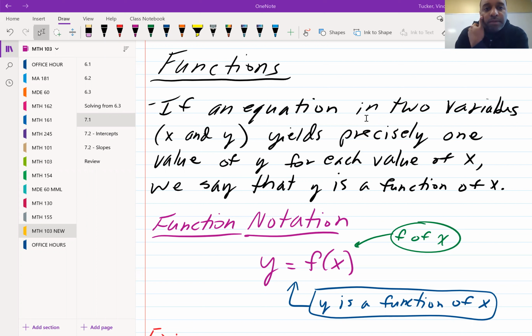So functions. If an equation in two variables, x and y, yields precisely one value of y for each value of x, we say that y is a function of x.